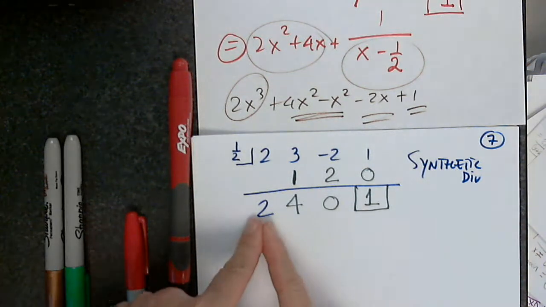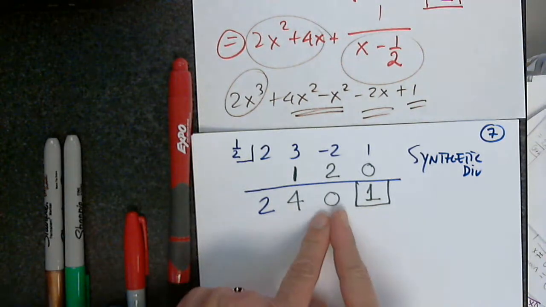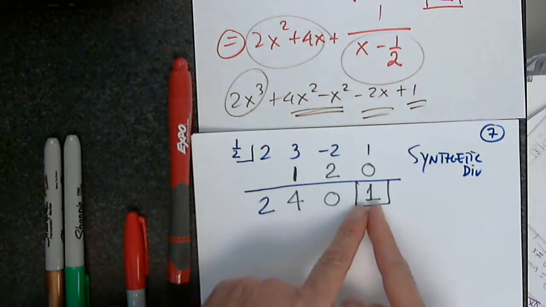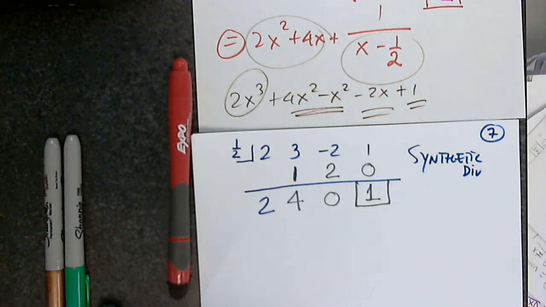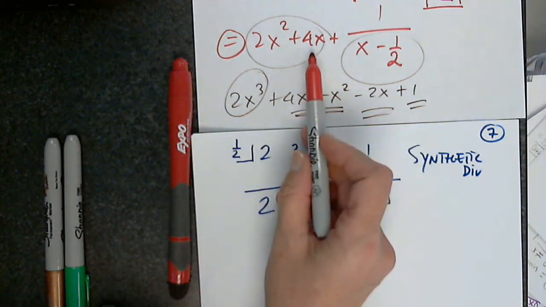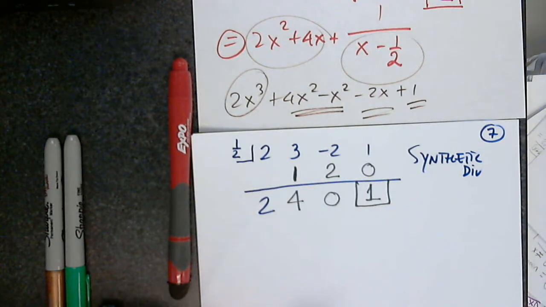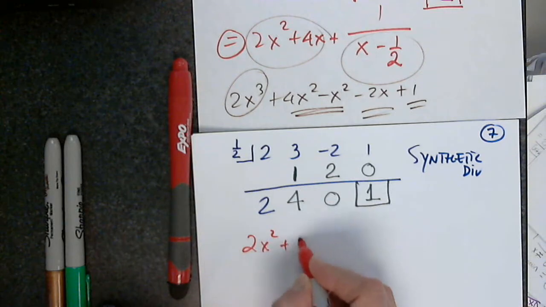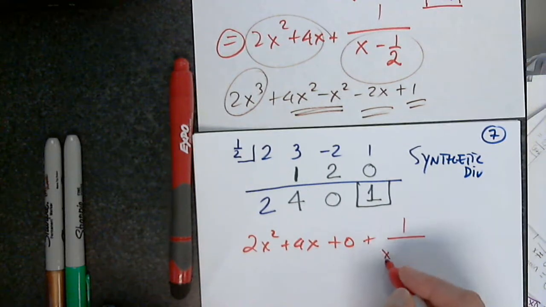So this is the coefficient of degree 2. This is the coefficient of degree 1. This is the coefficient of degree 0. And this is the remainder. So what is the answer then? 2x squared plus 4x plus 1. So 2x squared, bless you, plus 4x. I don't have anything. If you want, you can write 0, but it's still 0. Plus 1 over x minus 1/2.